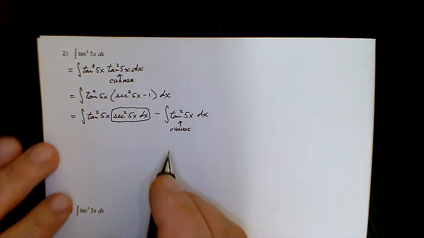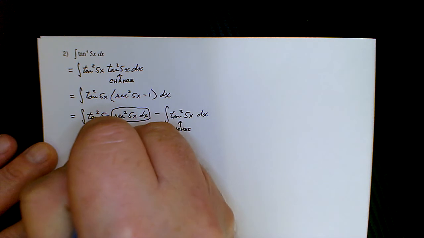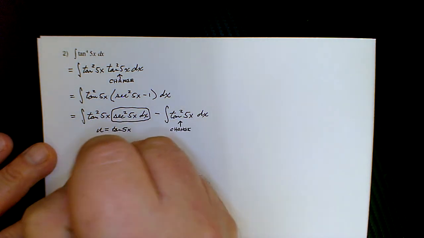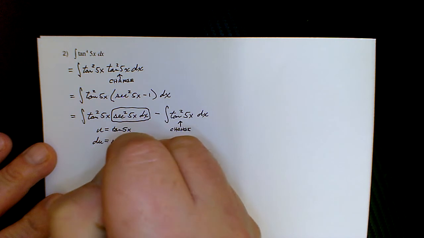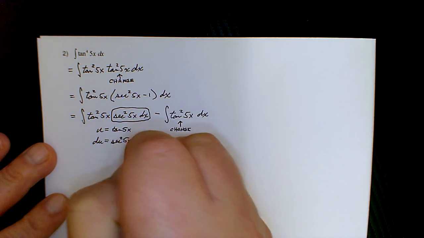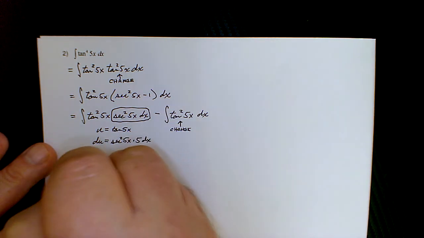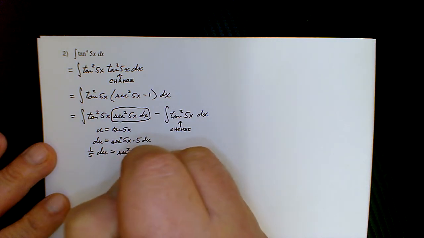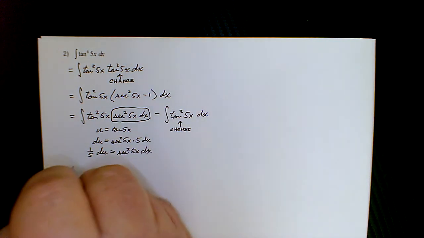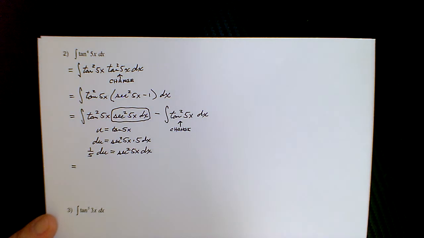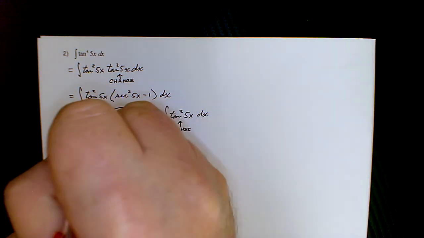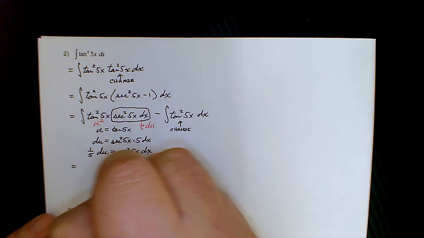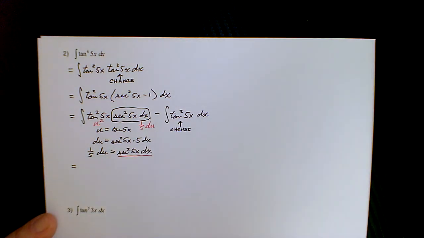And here it looks like a u substitution. So show it right underneath. U is tangent of 5x, du is secant squared 5x. Don't forget times 5. Differential dx as well. So 1/5 du is secant squared 5x dx. Alright, change of variables. Let's show it. This is u squared. And 1/5 du is the secant squared 5x dx.